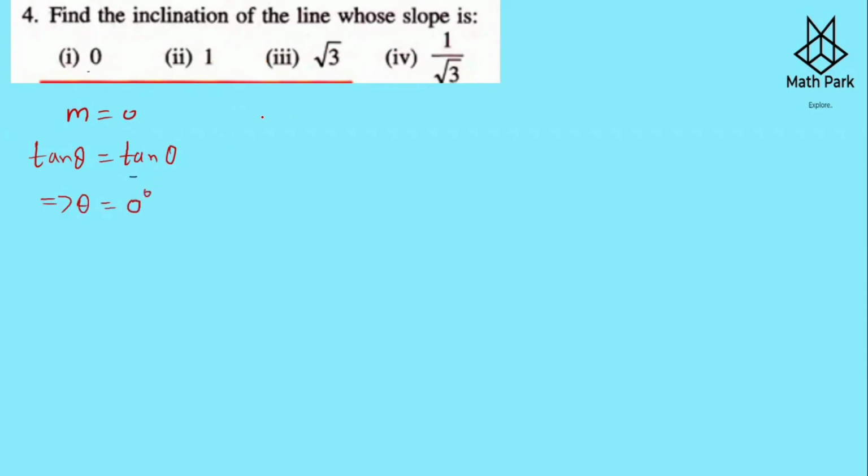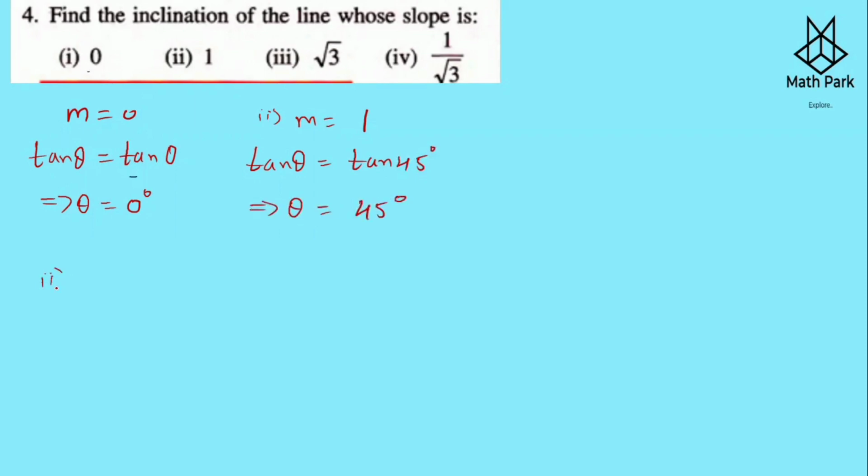Now the second case, you have m equal to 1. That is, slope is given as 1. What is m? m is tan theta. What value of tan is 1? We have tan 45 degrees equal to 1. So this implies theta is equal to 45 degrees.